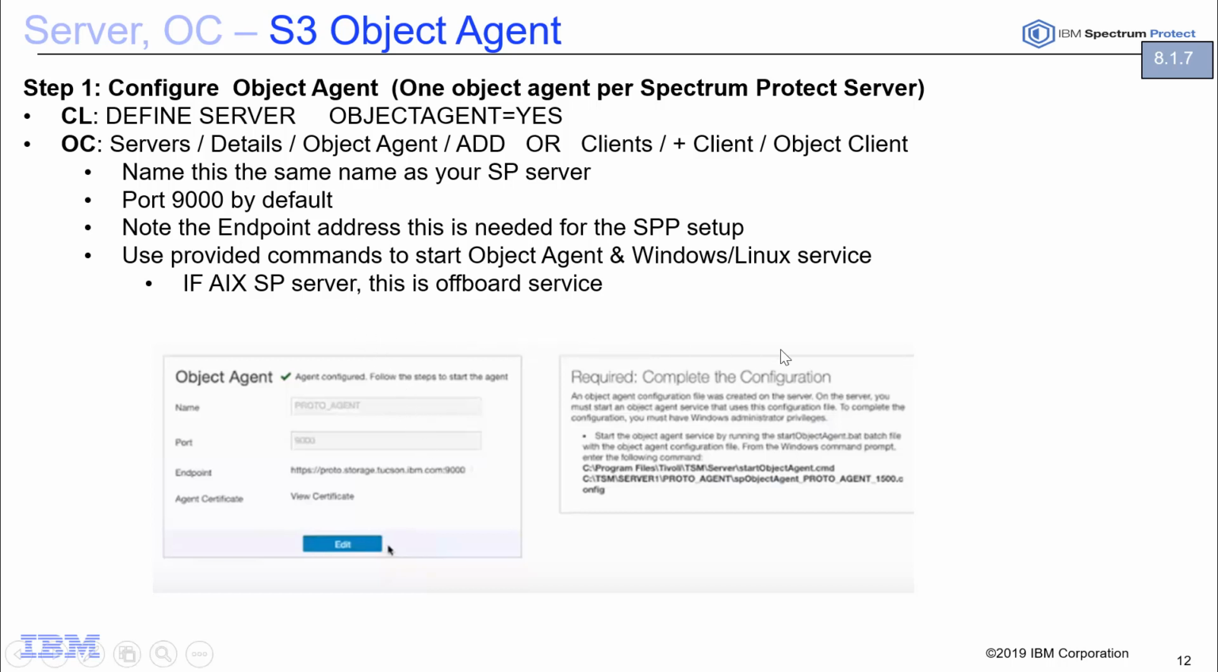And you'll be given some commands you need to run on the Spectrum Protect server. And these commands basically will start the object agent as well as start the object agent services on the Windows or Linux machines. If it is an AIX Spectrum Protect server, then you will set this up as an off-boarded service on a Linux machine, and I just recommend you check out the directions in the documentation for Spectrum Protect.